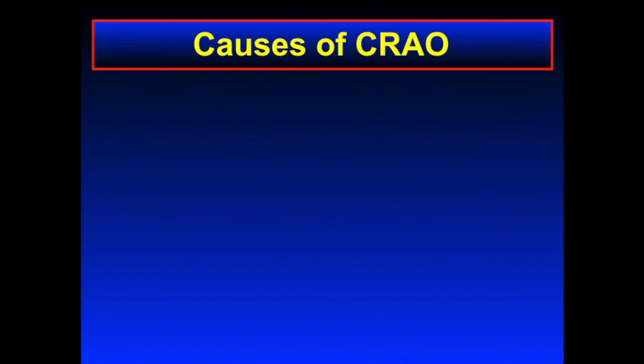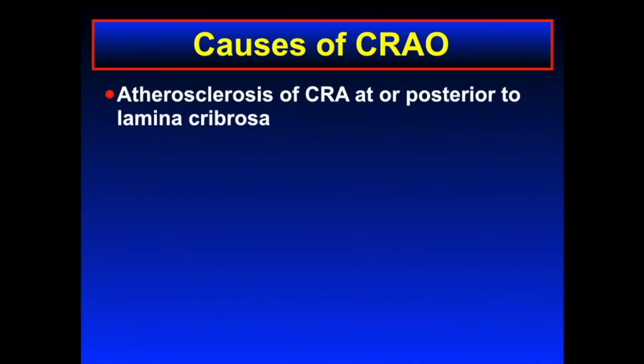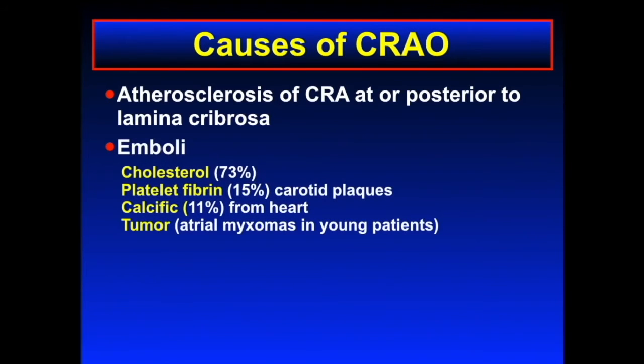Central retinal artery occlusion. You can have atherosclerosis of the central retinal artery at or posterior to the lamina cribrosa. Many cases are due to emboli. You have cholesterol emboli, Hollenhorst plaques, platelet fibrin emboli, calcific emboli, typically associated with rheumatic heart disease. And there are cases of artery occlusion caused by tumor emboli, classically atrial myxomas in young patients.